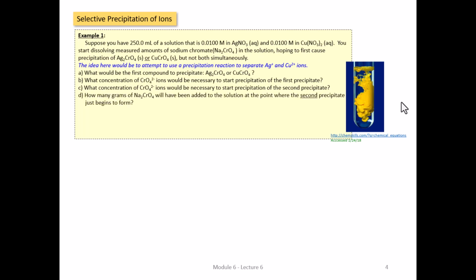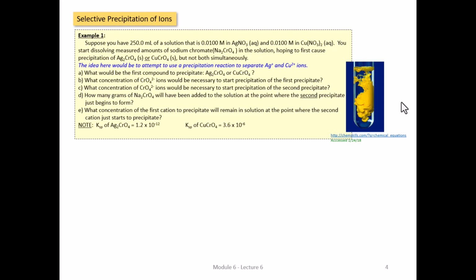How many grams of sodium chromate will have been added to the solution at the point where the second precipitate just begins to form? What concentration of the first cation to precipitate will remain in solution at the point where the second cation just starts to precipitate? This gets to the issue of whether or not we can separate these two ions with a precipitation reaction. And we have a couple of KSP values here that we'll deal with. And again, remember the sodium ions that are added with the added sodium chromate and the nitrate ions that were there originally in the 250 milliliter solution would simply be spectators in these reactions.